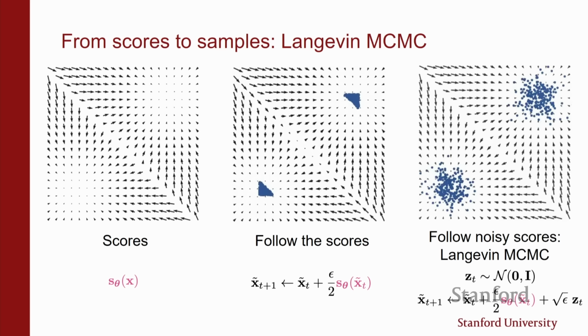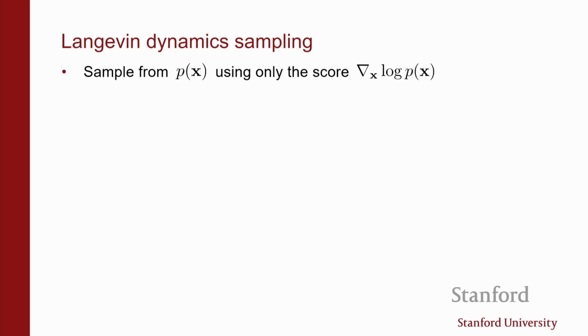So remember that this vector field corresponded to a density where we have a lot of probability mass here, a lot of probability mass there. And indeed, if you look at the distribution of these particles, they're going to have the right distribution. Because what we've seen is that this Langevin dynamics sampling is a valid MCMC procedure in the limit. So it's a way of sampling from a density when you only have access to the score.